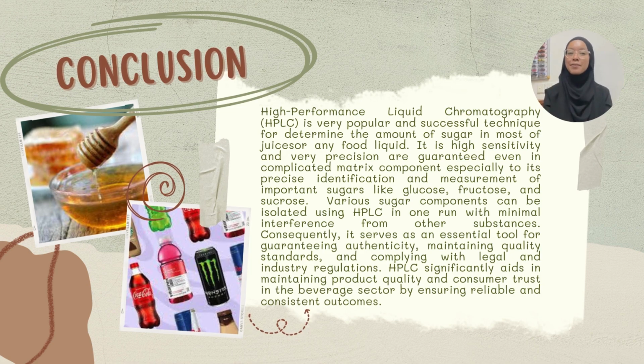In conclusion, high-performance liquid chromatography, or HPLC, is a widely used and highly successful technique for determining the sugar content in any liquid fruit products. It has high sensitivity and precision. HPLC guarantees accurate results even when analyzing complex matrices, making it ideal for precise identification and measurement of important sugars like glucose, fructose, and sucrose.